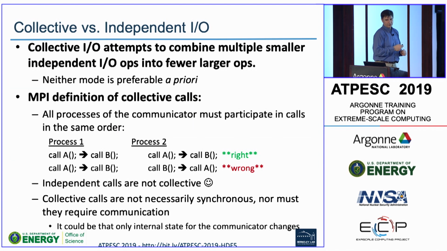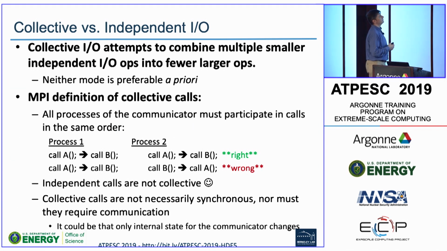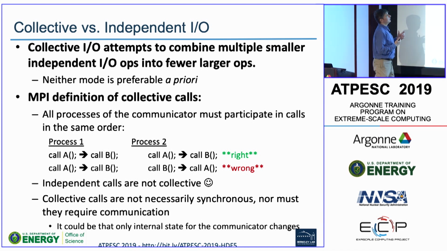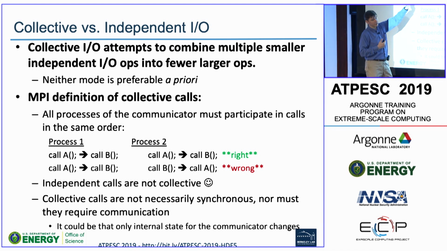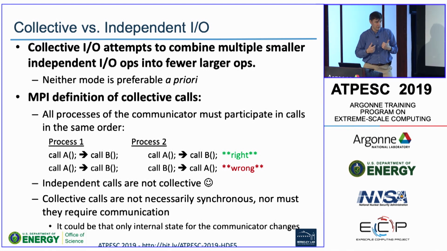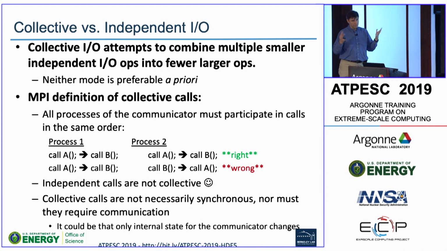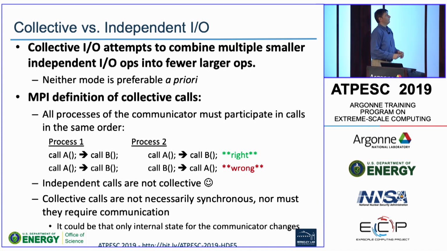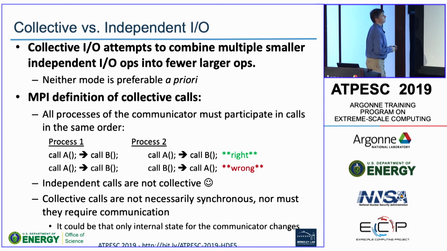So talk a little bit about collective and independent. Rob hit this really well earlier. Generally speaking, what collective I/O is trying to do for you is combine multiple smaller I/O operations into bigger ones, right? This is how you improve performance for every single thing you do in I/O. Well, make a bigger buffer, right? Hand it on down to the next layer.